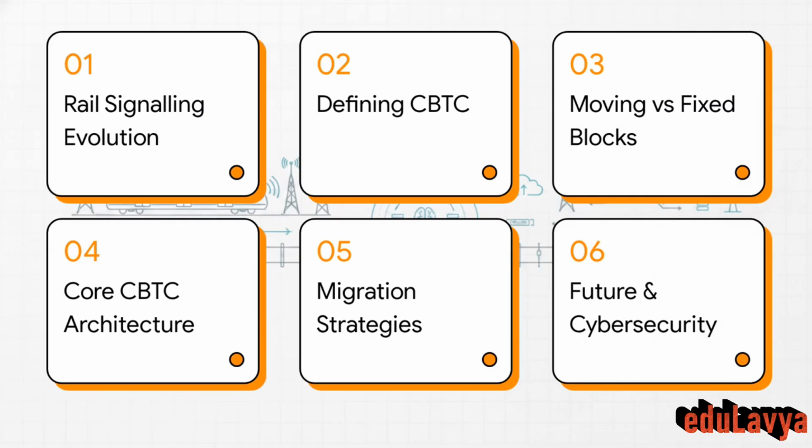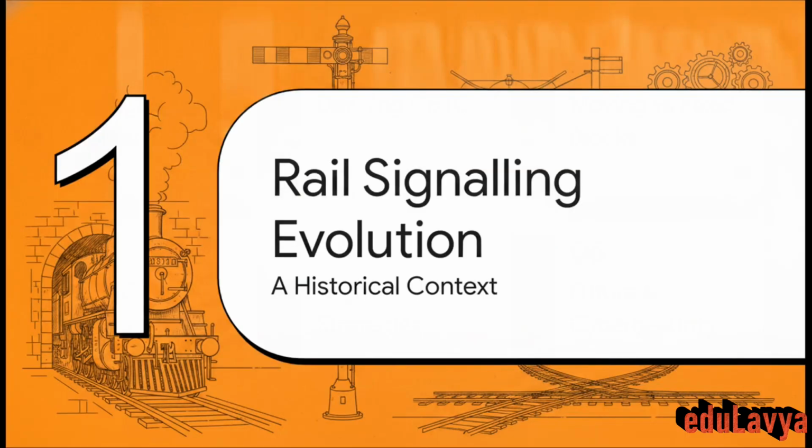So here's our roadmap for this session. We'll be covering the evolution of rail signaling, defining what CBTC actually is, looking at moving blocks versus fixed blocks, and breaking down the core CBTC architecture. Then we'll get into real-world migration strategies and wrap things up with the future and cybersecurity of these networks.